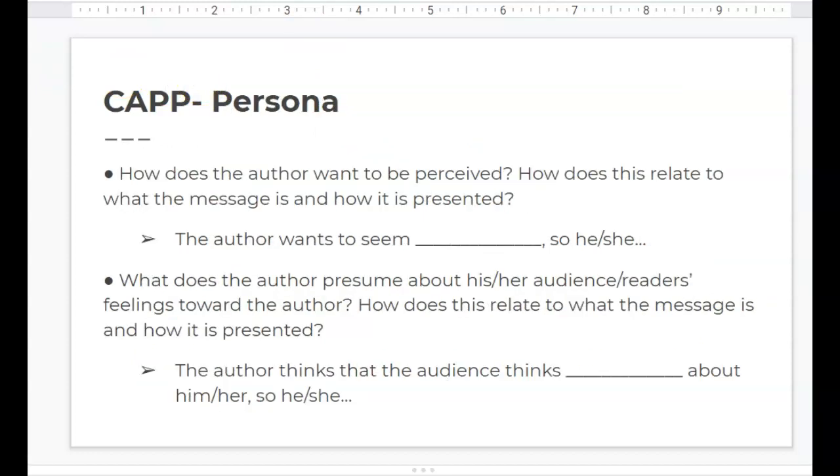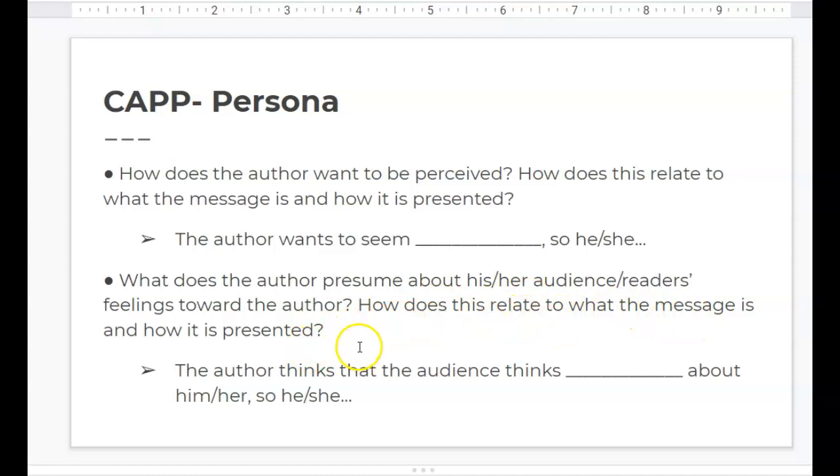The last P stands for persona, and this is where you're going to actually consider the person who delivered the speech. So how does the author want to be perceived? How does this relate to what the message is and how it's presented? So here's a little fill in the blank for you. You would say something like, the author wants to seem blank, so he or she does what? What do they do to make themselves be perceived in a way that's favorable in that situation? So consider also, what does the author presume about his or her audience or the readers' feelings toward the author? How does this relate to what the message is and how it's presented?